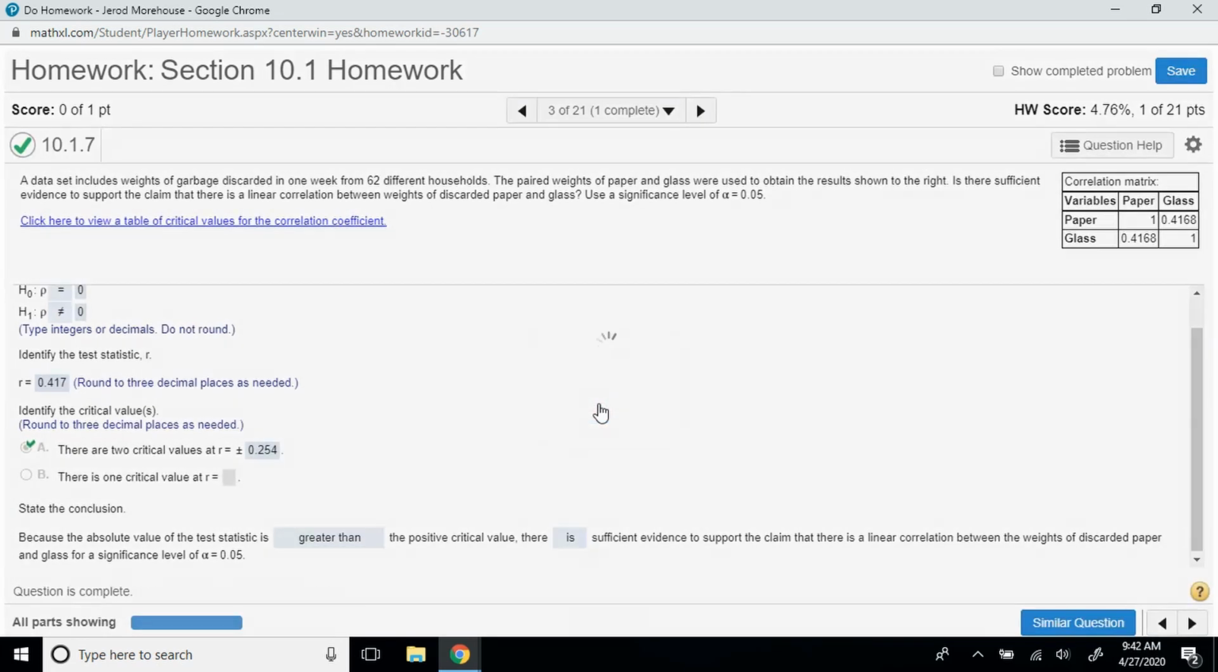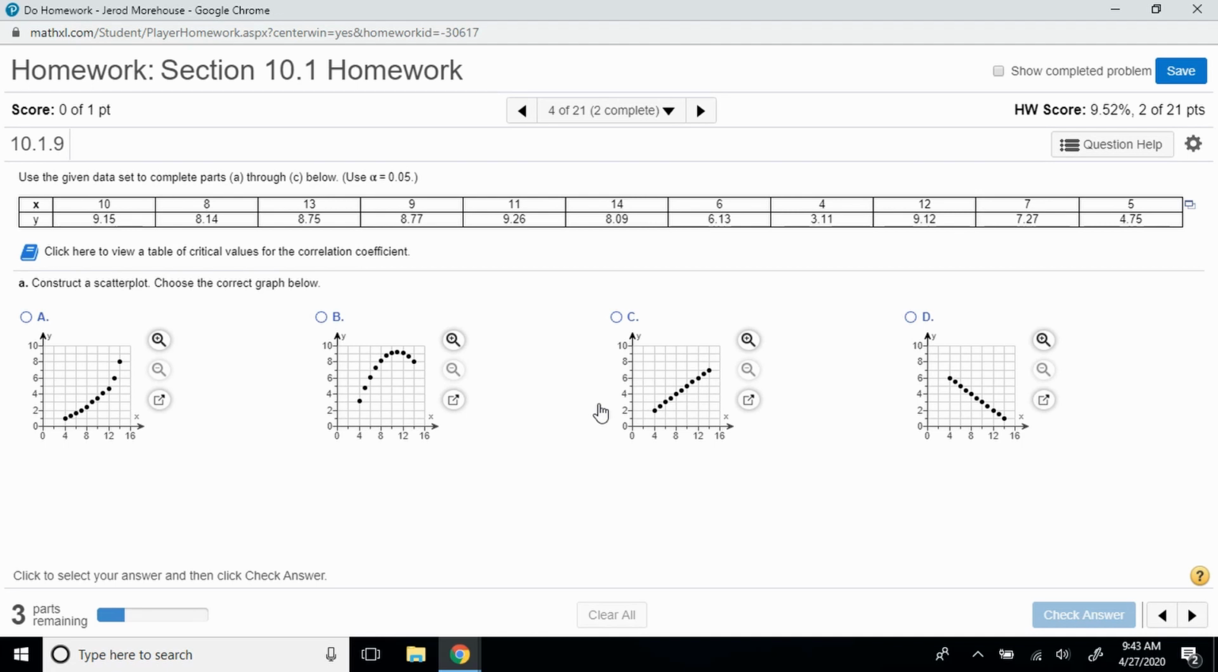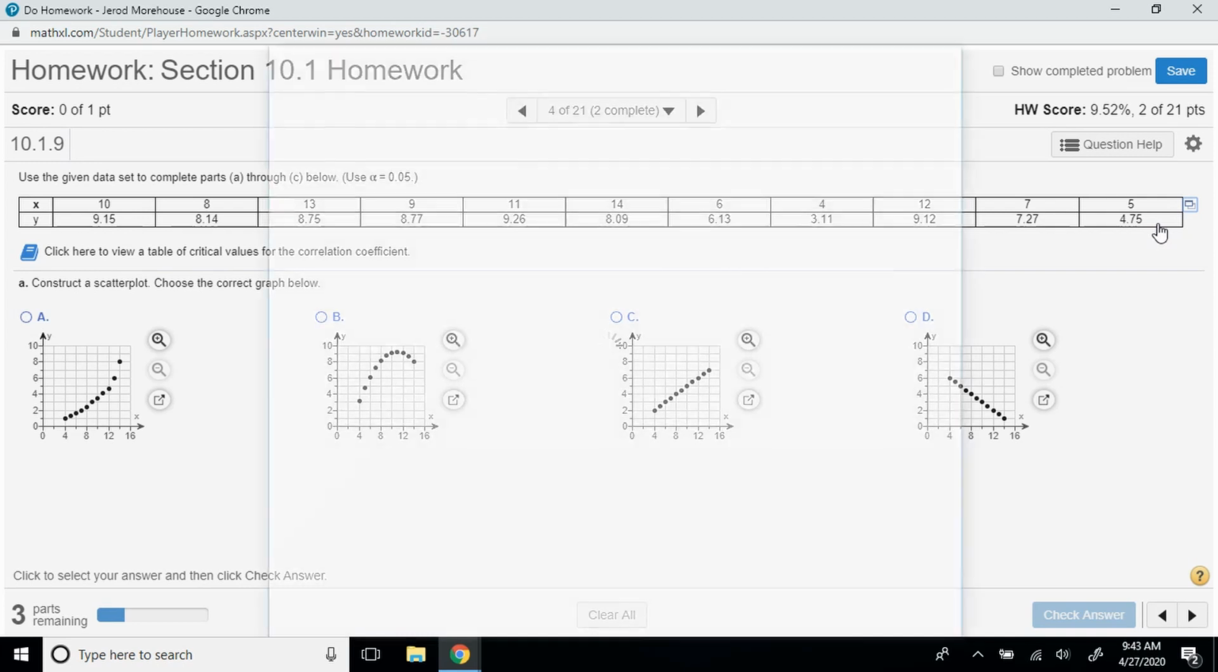Nice. Number 4 says, use the given data set to complete parts A through C, use an alpha of 5%. And we're given here the data. So instead of a summary table, we're given the data. And the first part says construct a scatter plot. So let's open this up in StatCrunch first.